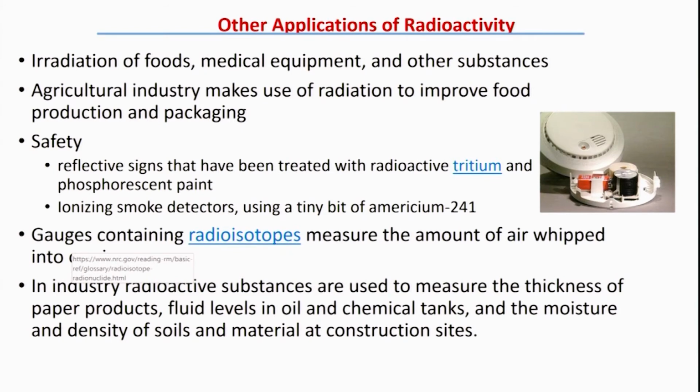This uses americium-241 as the isotope, and it has a little bit of decay that continues on, except if smoke gets in there. So if there's a fire and there's smoke, that separates the ions from being able to move and then sets the alarm off. So smoke detectors, even measuring the amount of air whipped into our ice cream, measuring thickness of paper products.